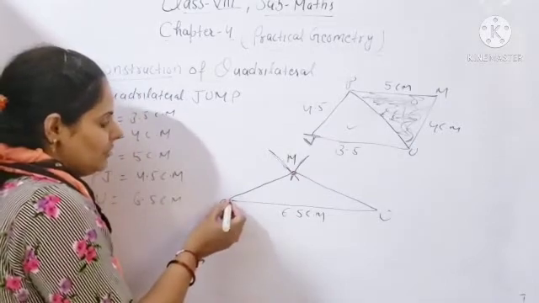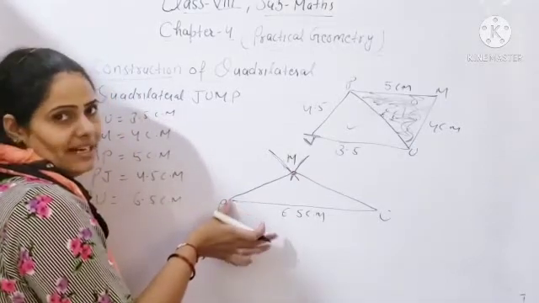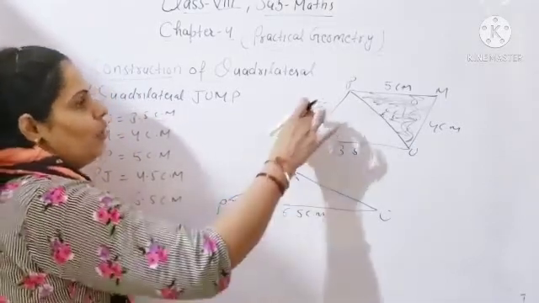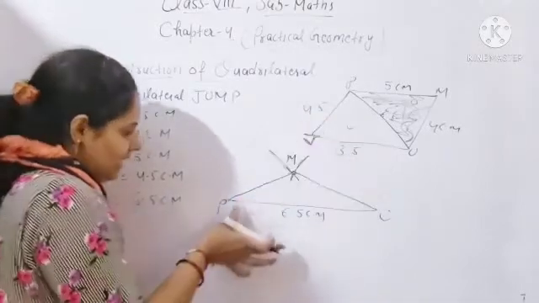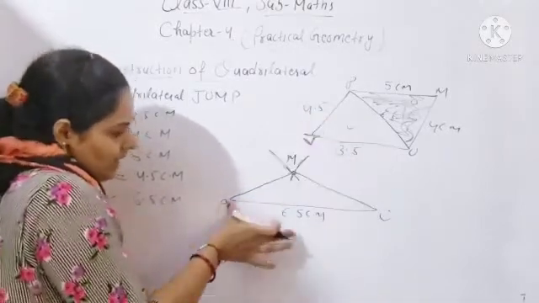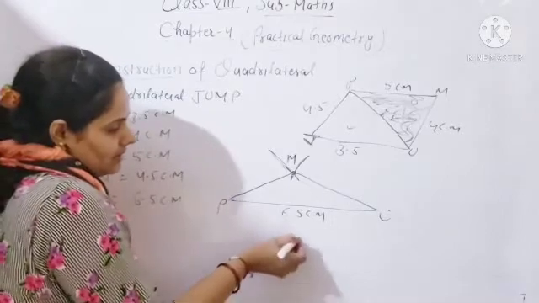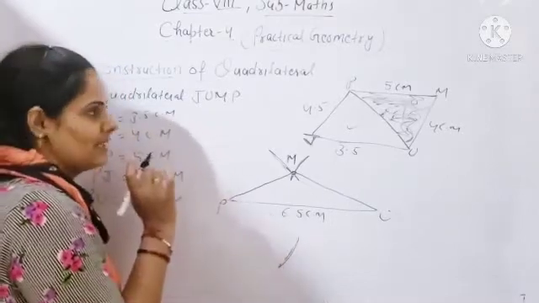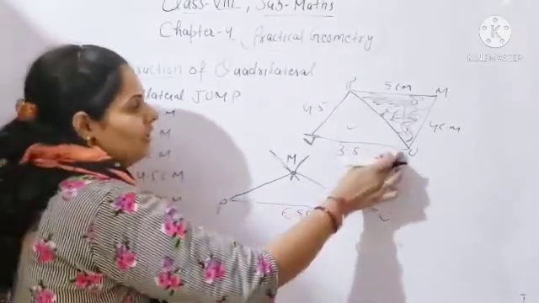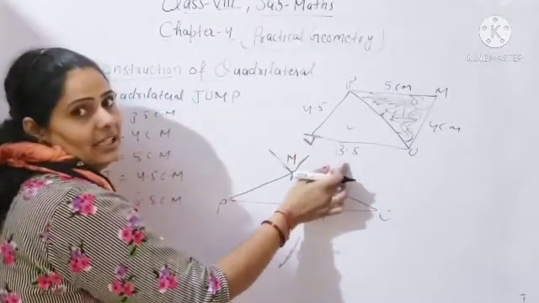So at point P you will put your compass, and with the help of the ruler you will open it 4.5 centimeter and draw the arc from point P like that. For example, this is your arc, 4.5 centimeter. Clear? Now from point U to J, what is the length? 3.5.